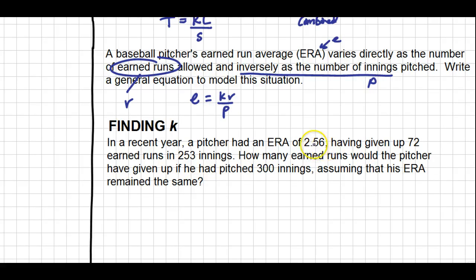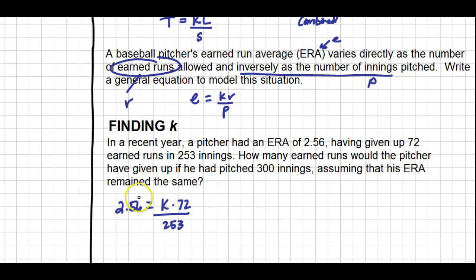So ERA was 2.56, and remember ERA I've labeled as E. Then the K I don't know. The earned runs was 72, and the innings pitched was 253. Upon further evaluation here, I might want to modify my equation, and since it talks about the number of innings, I might want to change that P to an I just to make it match a little bit better, but it really doesn't matter.